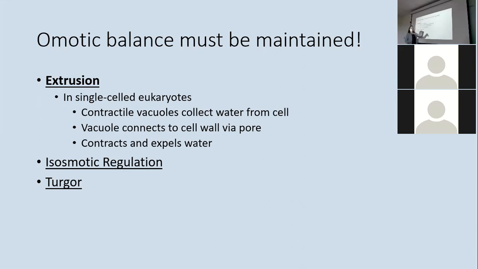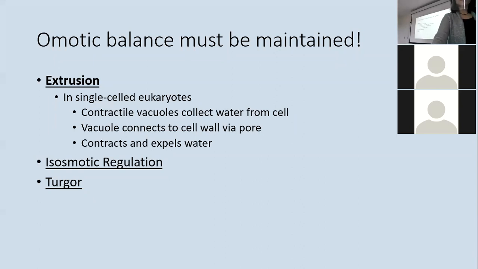And so they have these structures called contractile vacuoles, which is basically a way for them to extrude, to remove, to bail out water. If they're in some environment and they start taking on water, they have these little organelles connected to their cell wall with a little pore, and they can start pumping out water if they get into an environment where the water is hypotonic relative to themselves. It's like a little pump that pushes extra water out.